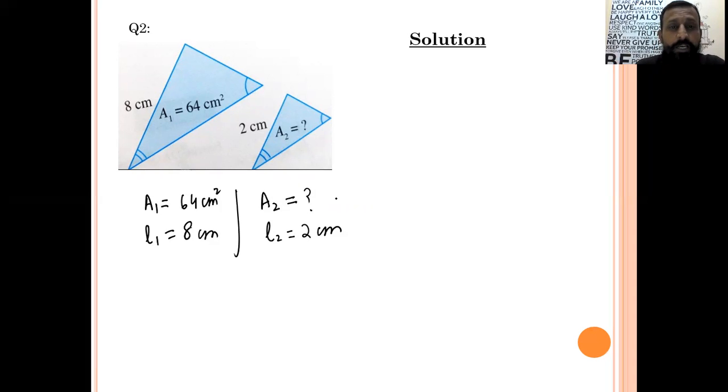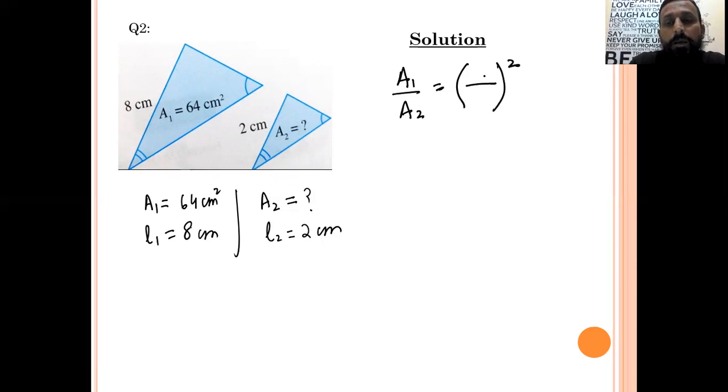The ratio of areas of the two similar figures is equal to the square of the ratios of their corresponding lengths, right? So this is the formula. Ratio of areas A1 upon A2 is equal to the square of the ratio of their corresponding lengths. This is the formula. A1 upon A2 is equal to L1 upon L2, the whole square.